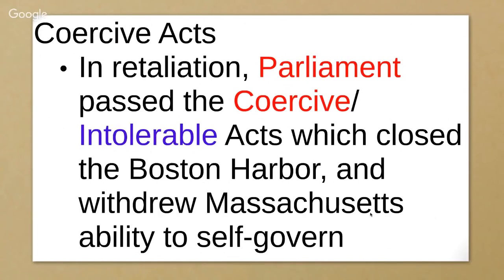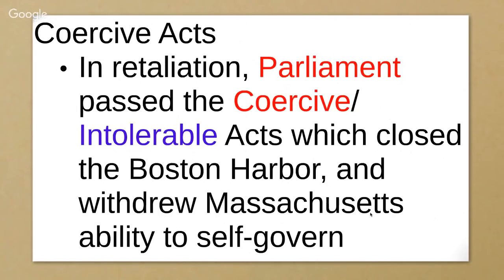because as I said earlier, the colonies mainly governed themselves for the entirety of the colony's existence. And now, all of a sudden, Massachusetts loses its government 100% and has to abide by 100% whatever Great Britain says, whatever King George III says. So this causes colonial resentment.